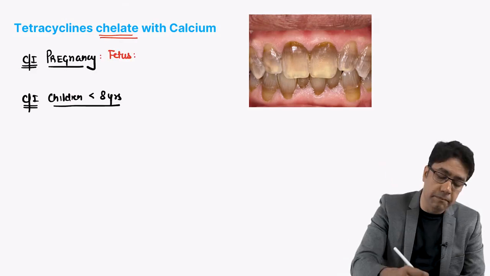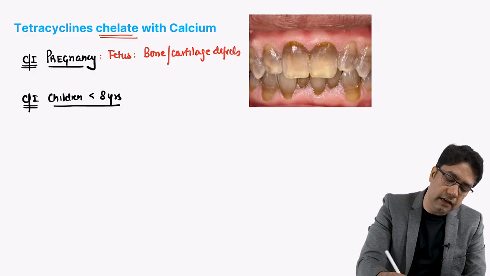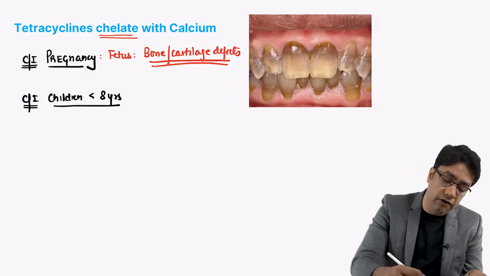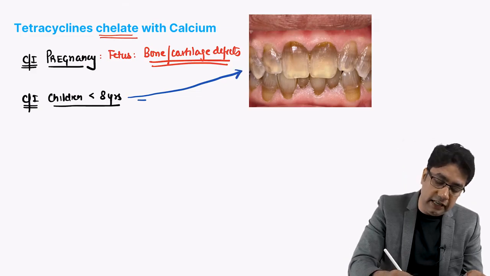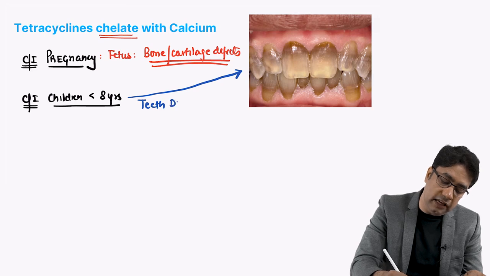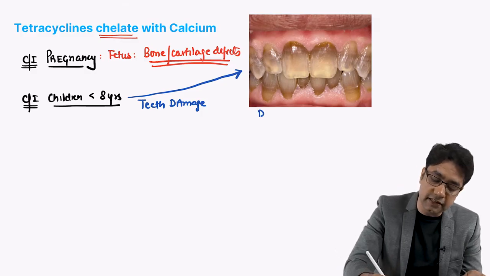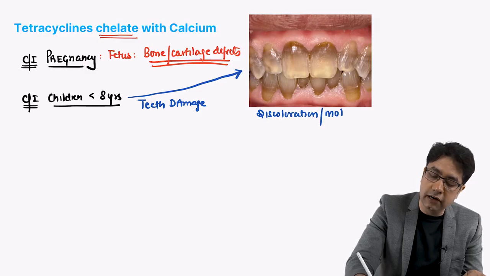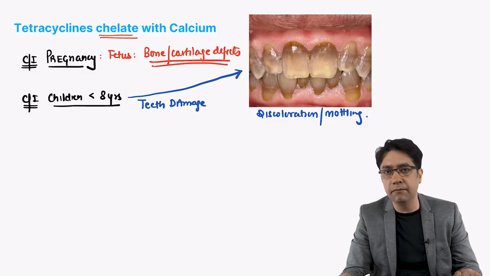Why in pregnancy? Because in the fetus, tetracyclines will lead to bone and cartilage defects. Bone and cartilage contain a lot of calcium. Now, why in children? First, very important point, what about teeth? It will lead to teeth damage. The teeth of a child will not erupt. So, don't you think it will lead to discoloration of teeth? It will lead to damage or mottling of teeth, and the enamel will not get produced properly.